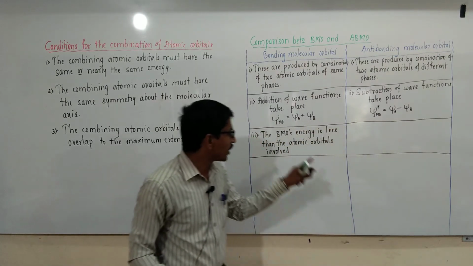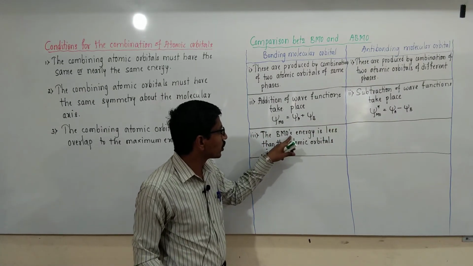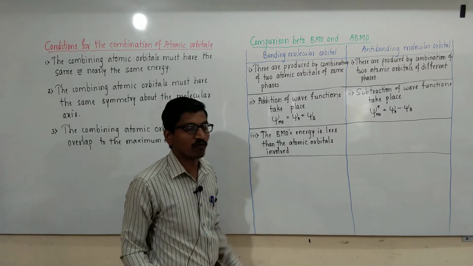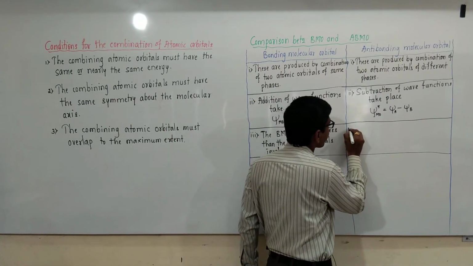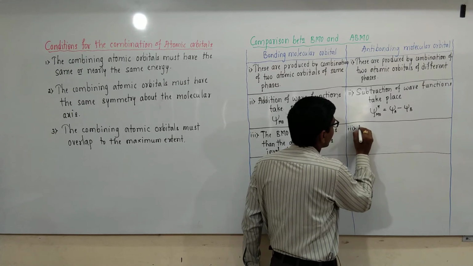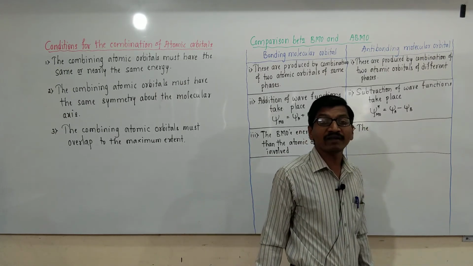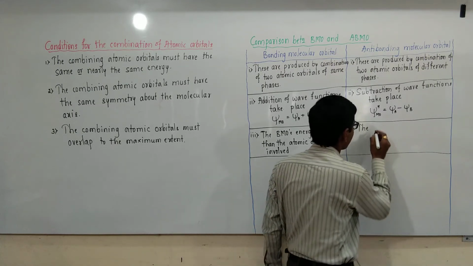The energy of bonding molecular orbital is less than that of atomic orbitals involved. Here the anti-bonding molecular orbital's energy is more than that of atomic orbitals involved.